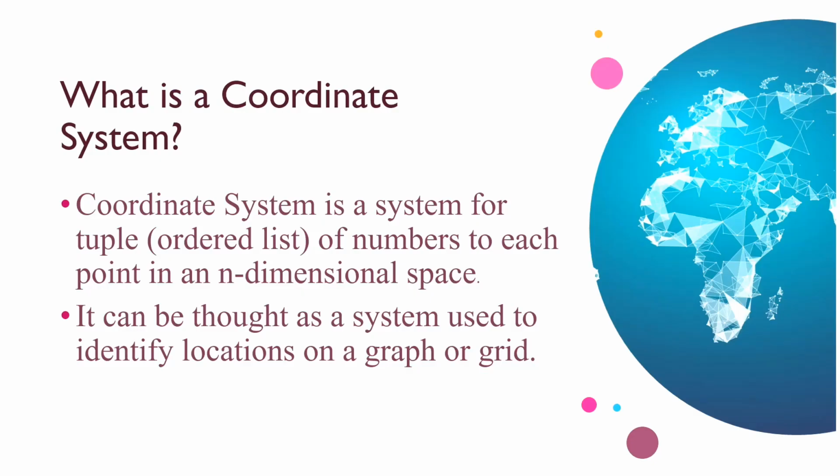The first question that comes to your mind: what is a coordinate system? A coordinate system is a system that assigns a tuple of numbers to each point in an n-dimensional space. Okay, what does it mean? It means that using this coordinate system, we can locate a point or identify a location using numbers in n-dimensional space. Like for 2D, we estimate the location point using two numbers, which are x and y. For 3D, it's x, y, z, and so on. And the location point is identified on the graph or grid.